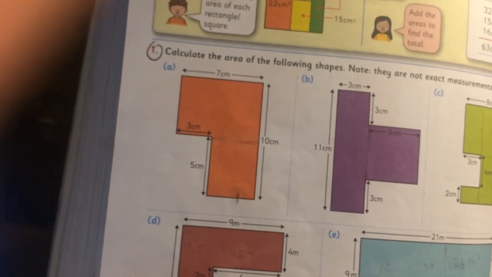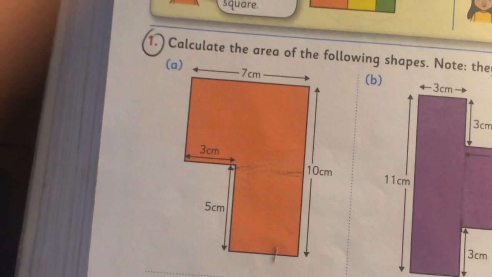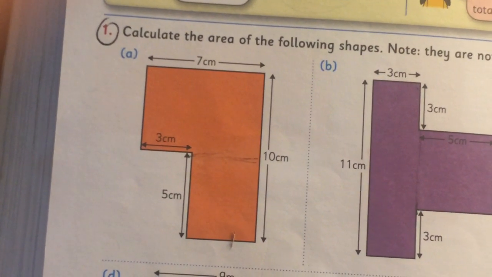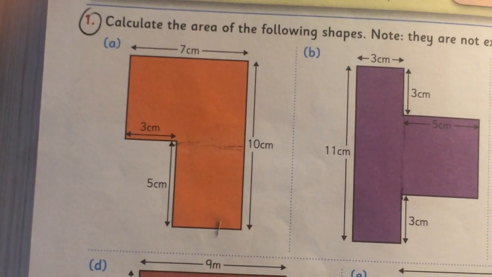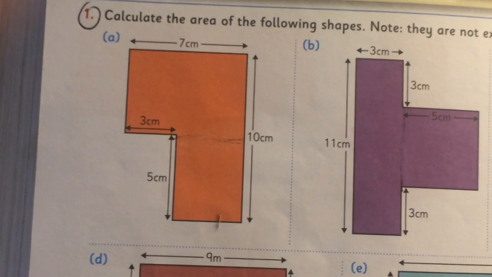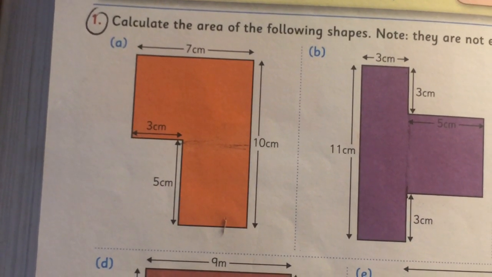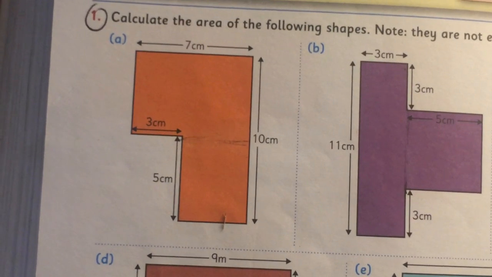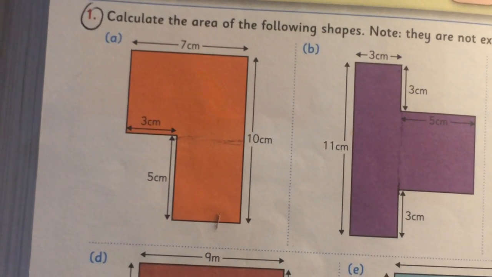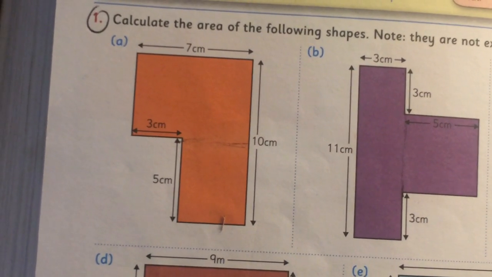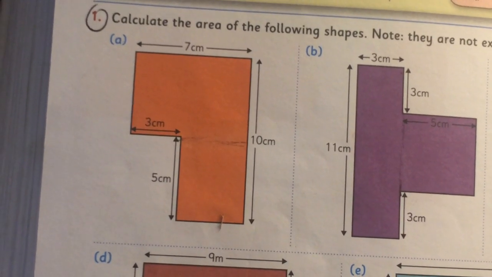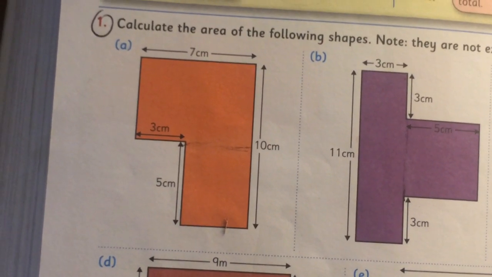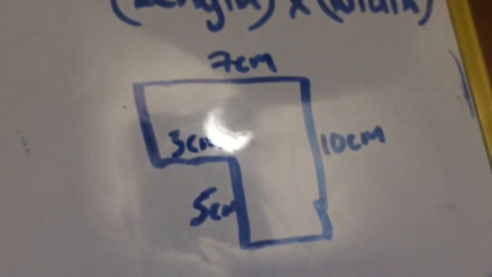So let's look at question 1. I'll do question 1 with you. I'm just going to draw it out on my little board as well. So we have 7 centimeters up here. We have 10 centimeters down here. We don't know the one at the bottom. We have 5 centimeters here. We have 3 centimeters here. And that's all we know, isn't it? Okay, so that's all we know.